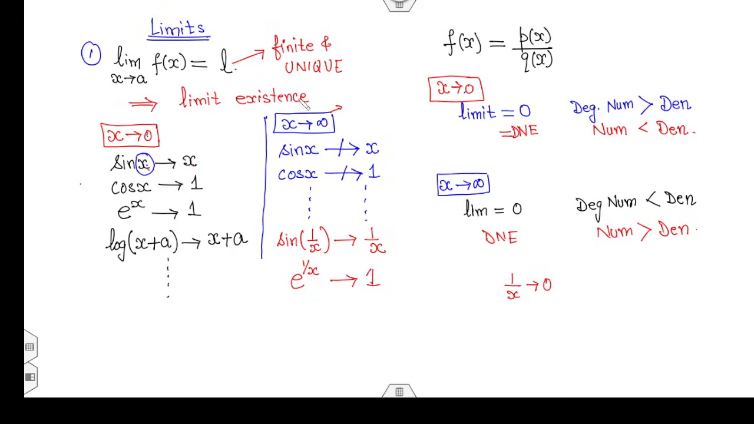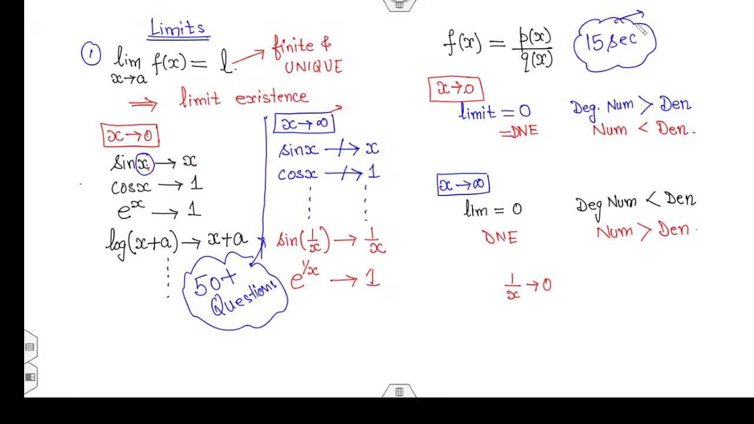Now, based on these simple shortcut tricks, I can solve 50 plus questions in this video. You must watch till the end so that you can learn the concepts and then solve each question in 15 seconds in your coming examinations.